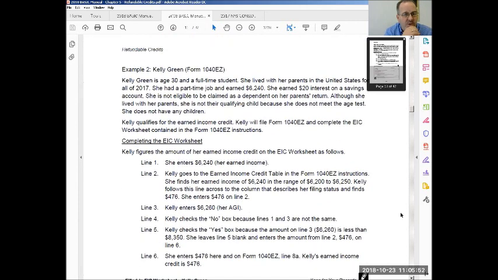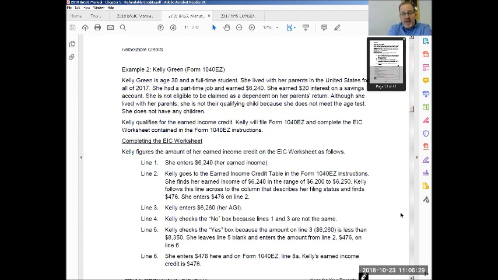1040 EZ. She's a full-time student. She lived with her parents. She had a part-time job and earned $62.40. She earned $20 in interest on a savings account. And she can't be claimed as a dependent on her parents' return because she doesn't meet the age test and she has no children. So it says we enter earned income. She goes to the earned income credit table in the instructions, she finds her earned income, and it shows that she would get $476.